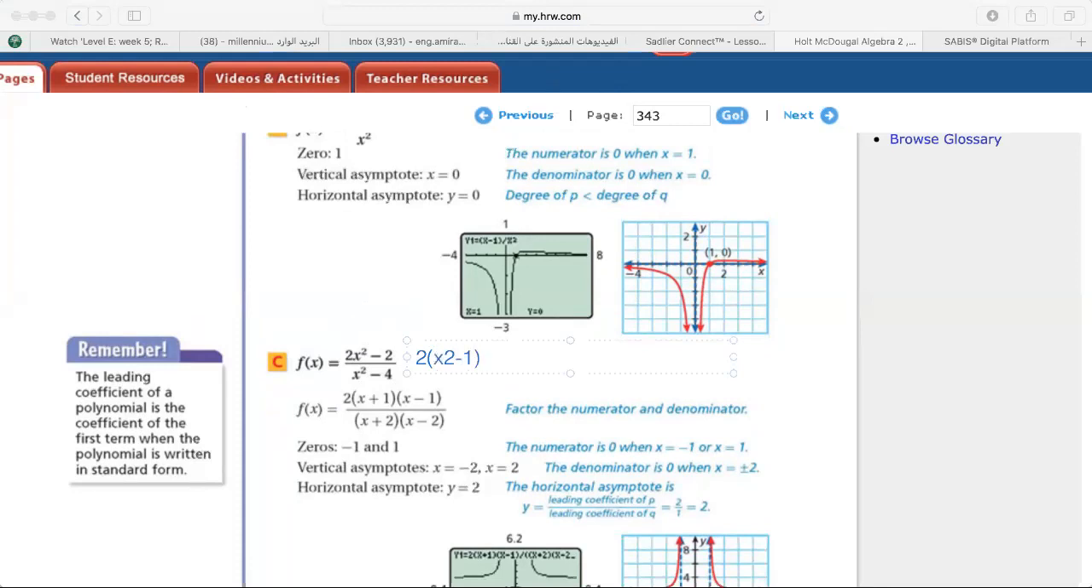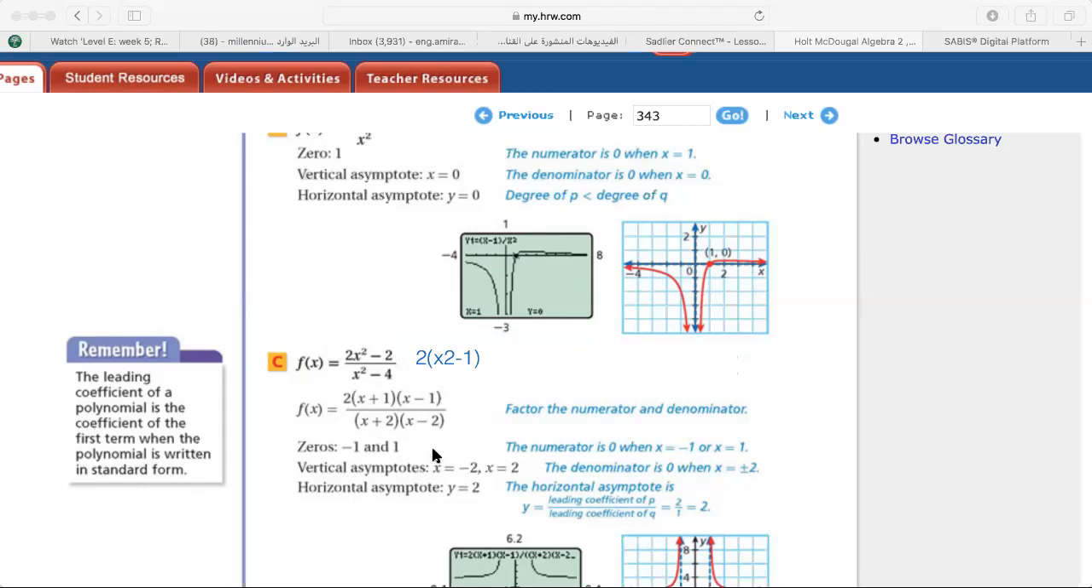X squared minus 1 is a difference of squares, so it will be x plus 1 and x minus 1. So 2 multiplied by x plus 1 multiplied by x minus 1 over x plus 2 multiplied by x minus 2. So the zeros of the function are -1 and +1. The vertical asymptotes are the opposite of the signs, -2 and +2.